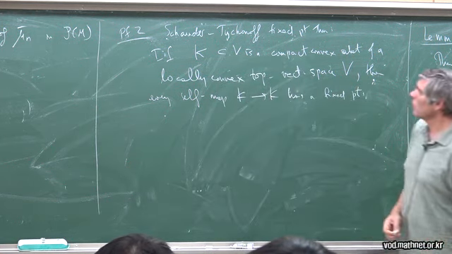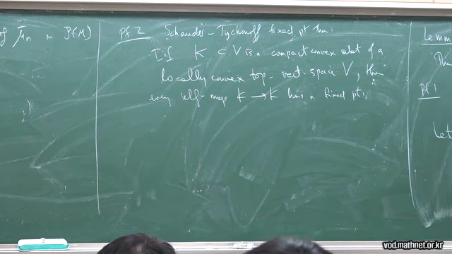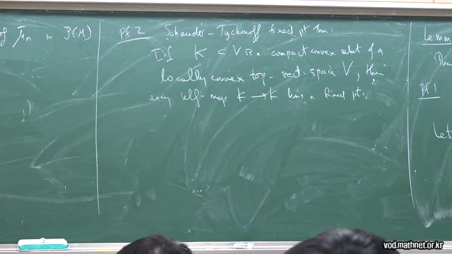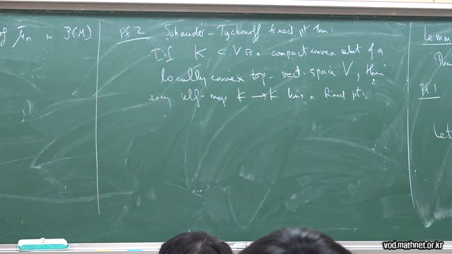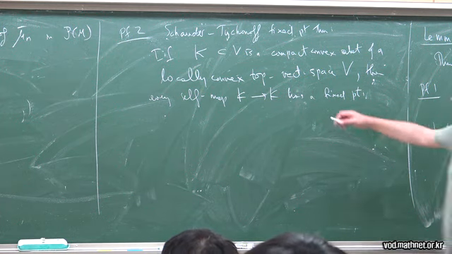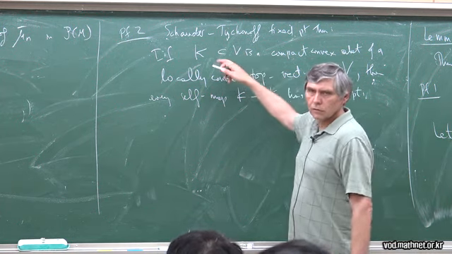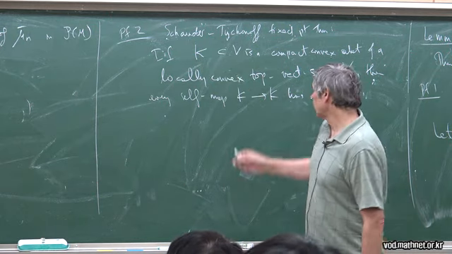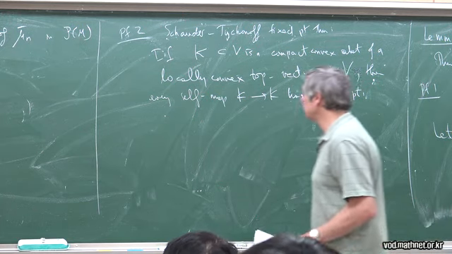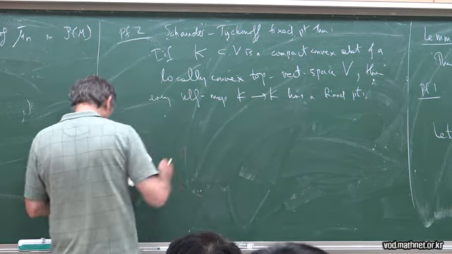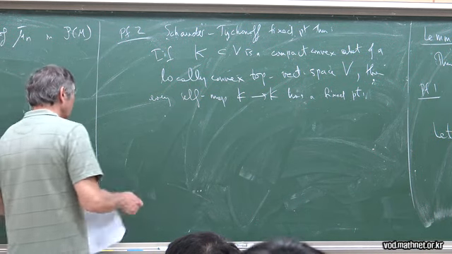Okay, so the original theorem by Schauder was for norm spaces. V was a norm space. Unfortunately, our space of interest, this P of M, is not a norm space. There is a norm, but it doesn't give you the right topology. The right topology is the weak star topology. So then Tikhonov generalized it to spaces that don't have a norm. In fact, this is what's called a Frechet space. It's given by countably many norms.